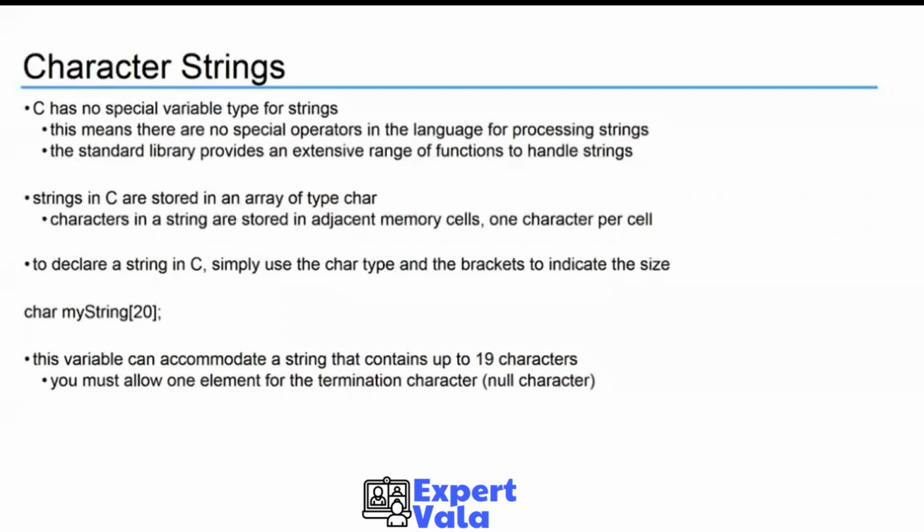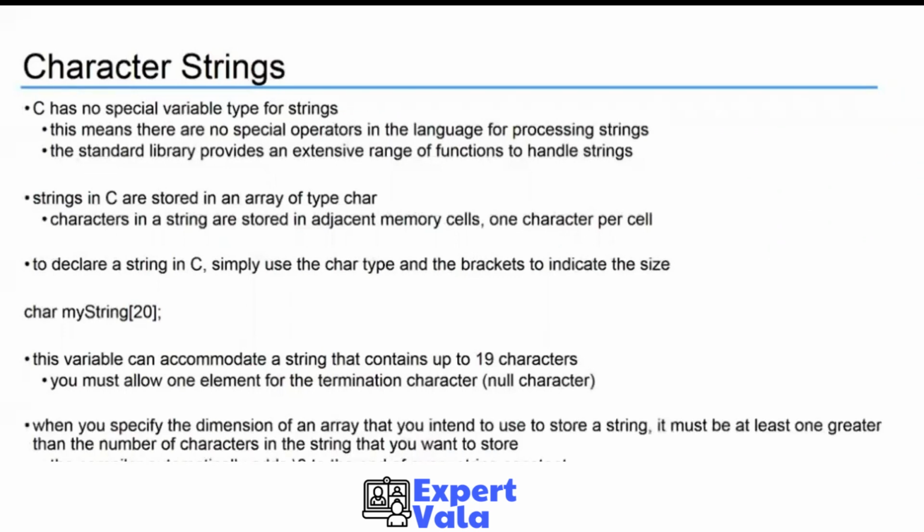Remember this null character. If you say that your string size is going to be 20, that means only 19 characters can actually be stored, because you have that one extra character for the null. Keep that in mind. Declaring a character array of 20 means 19 characters can be stored there. When you specify the dimension of an array that you intend to use to store a string, it must be at least one greater than the number of characters in the string that you want to store. The compiler will automatically add the null terminator at the end of every string constant.